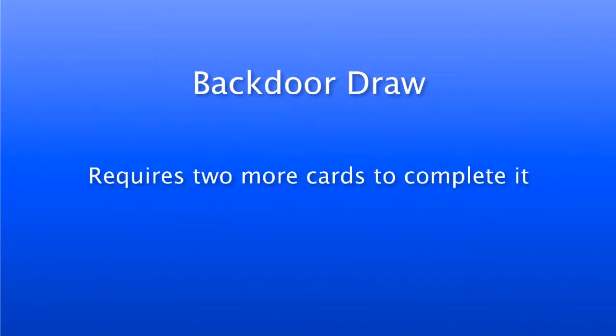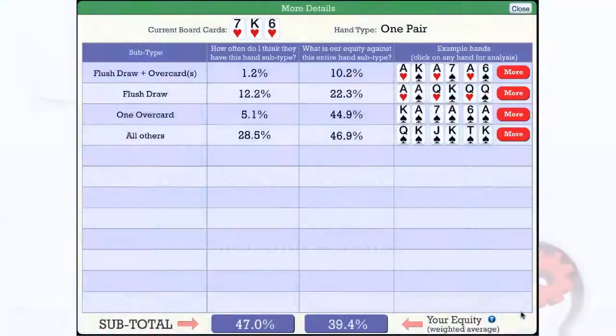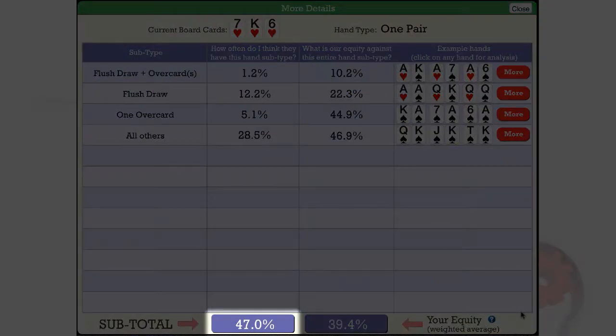A backdoor draw is a draw that requires two more cards to complete it. You can only have a backdoor draw on the flop. If you look at all these numbers, they all add up to the number we saw on the previous page for the total percentage of the time that he's holding one pair. And this value is again a weighted average, which also matches up with the number on the previous page.